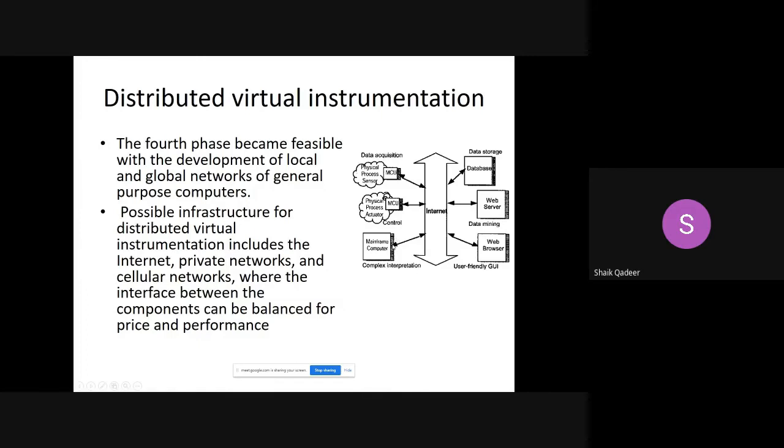That's the reason distributed virtual instrumentation is needed. Hope this is clear to everybody. Shall I repeat this example once more?